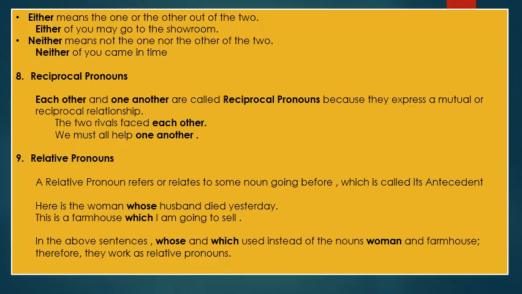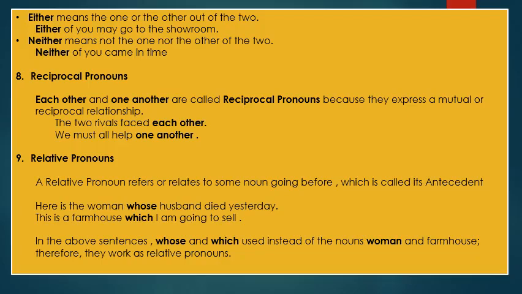Number 9, relative pronoun. A relative pronoun refers or relates to some noun going before, which is called an antecedent. Number 1, here is the woman whose husband died yesterday. This is a farmhouse which I am going to sell.